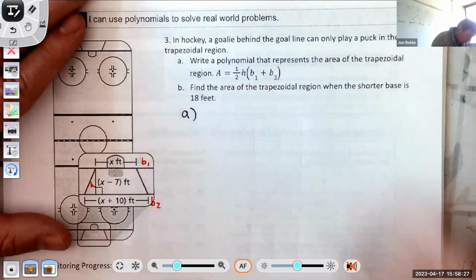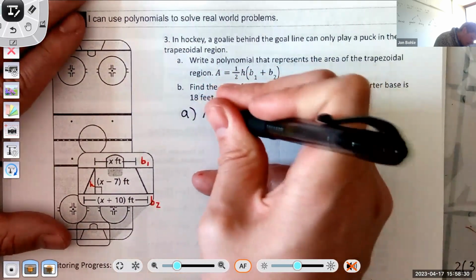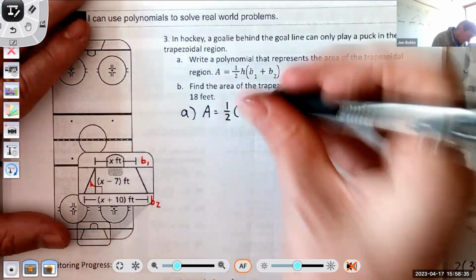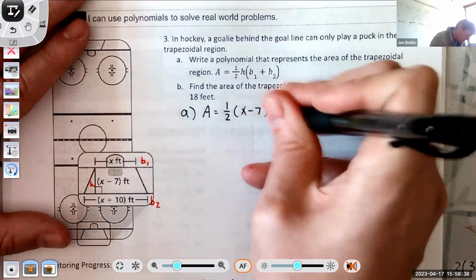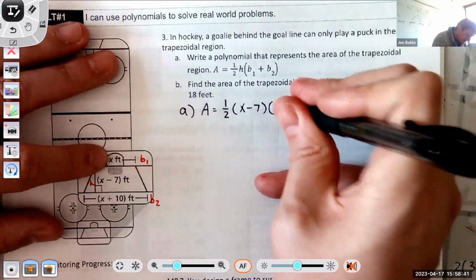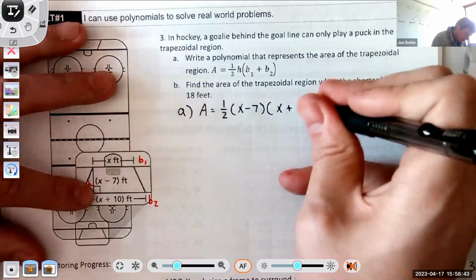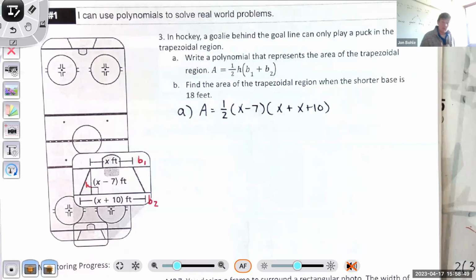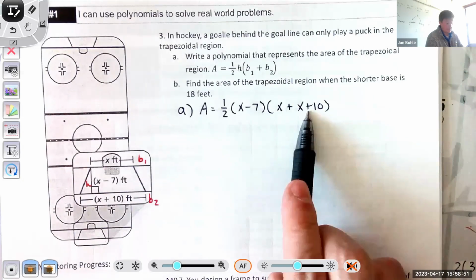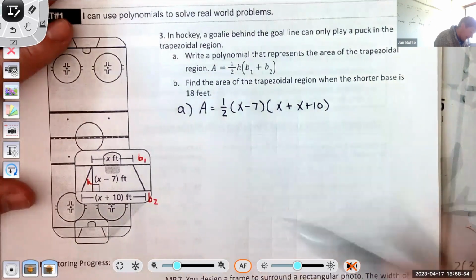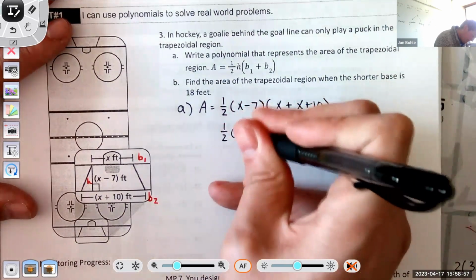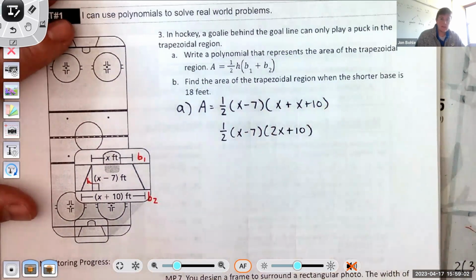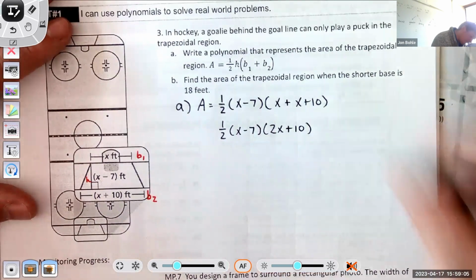So here, what we're going to do is say that the area is equal to 1/2 times height, x minus 7, times base 1 plus base 2. So base 1 is x, and base 2 is x plus 10. Okay, that right parentheses here, base 1 plus base 2 can be simplified. X plus x is 2x. And then these two parts multiply together.